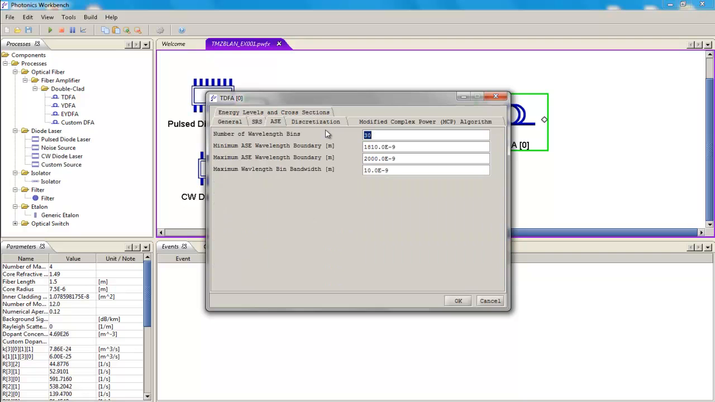Interested in noise? No problem. Under the ASE tab, one can define the amplified spontaneous emission. Noise is defined between bounds and divided into bins with respect to the spectrum. The number of bins are defined in the first row. The boundaries are defined in the second and third rows. And finally, one can define the maximum bandwidth of each bin in the last entry.